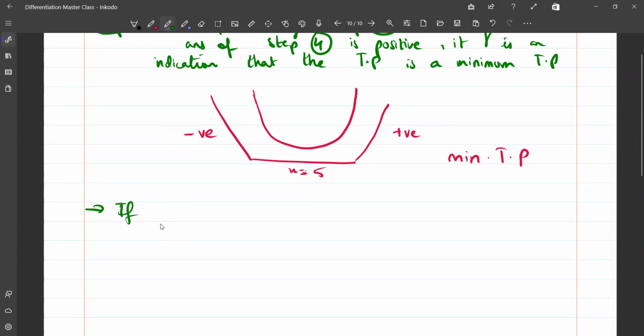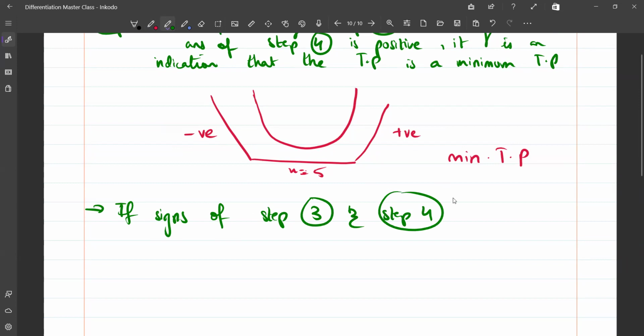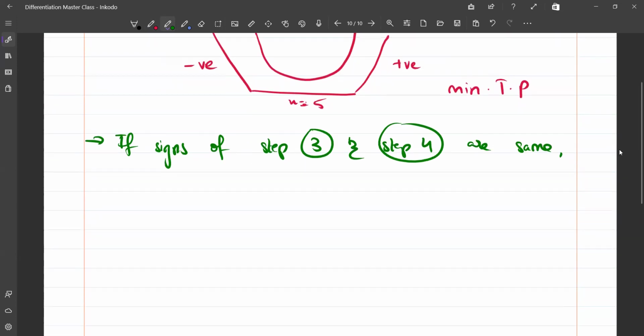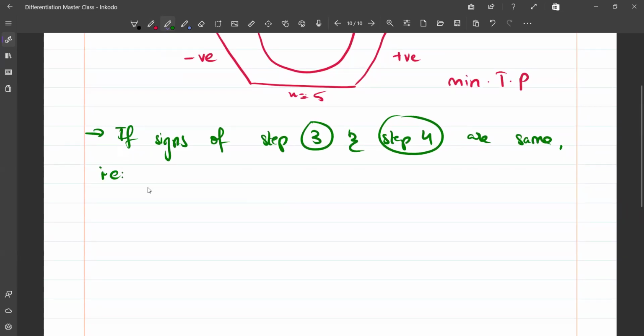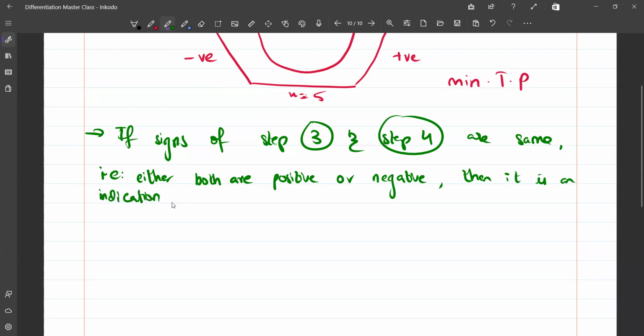If signs of step 3 and step 4 are the same, that is either both are positive or both are negative, then it is an indication that a point of inflection exists.